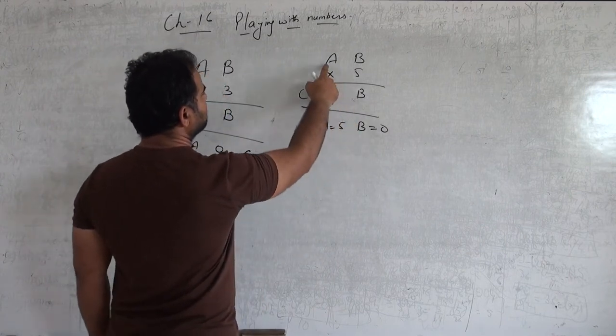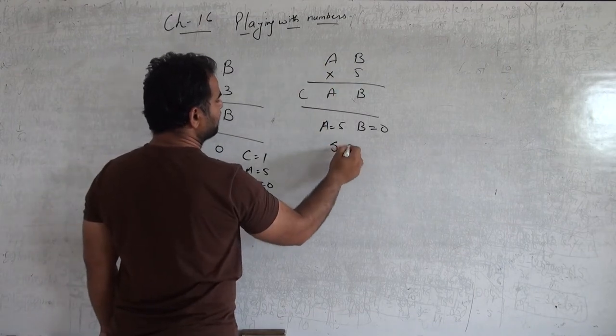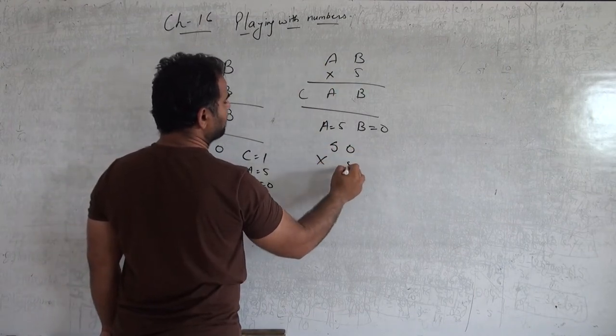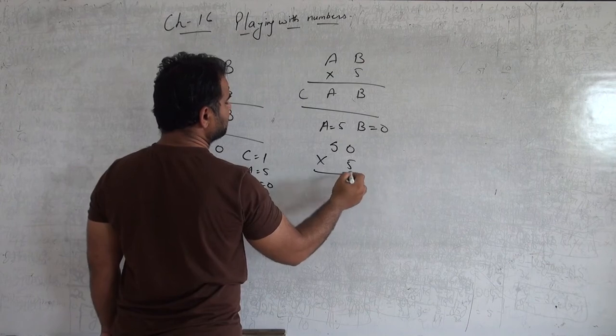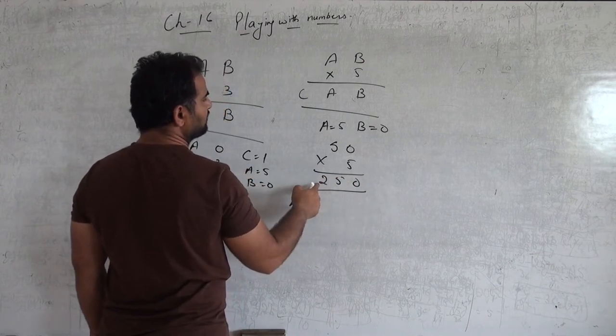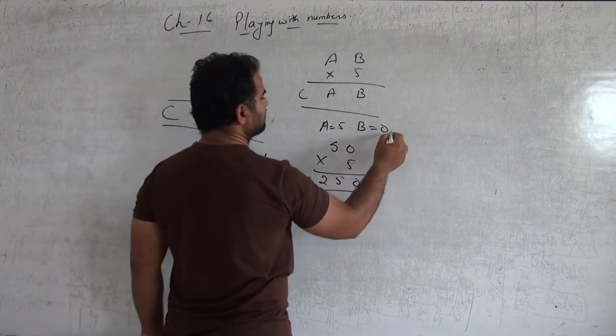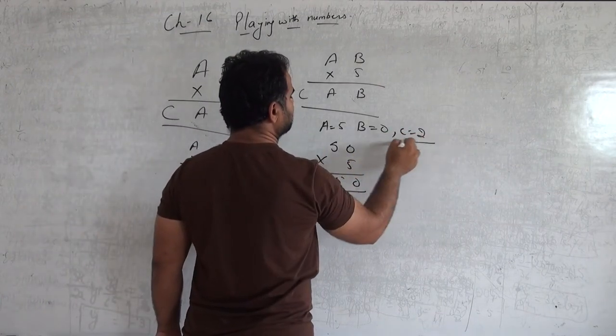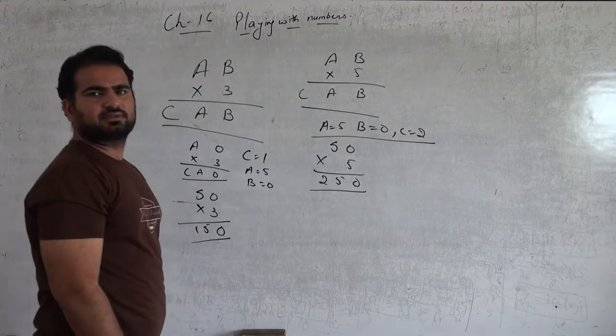So if A is equal to 5, then the question will be 50 multiplied by 5 equals 250, and 25 5 and 2. So 2 is there. So C equals 2. This is the final answer.